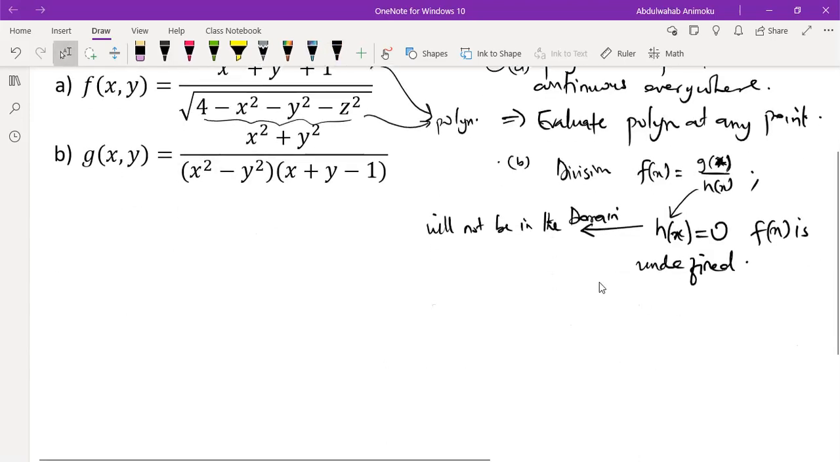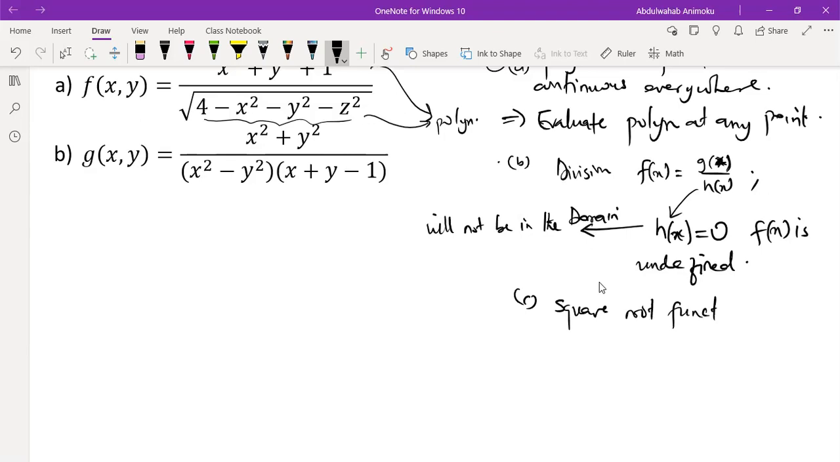Now, the last thing to note in this regard would be the square root function. The square root function only exists for reals. What I mean by reals is that we're talking about square root in terms of a real function, not complex, right? Now, the square root function only exists for reals when what? When the inside is greater than or equal to 0.